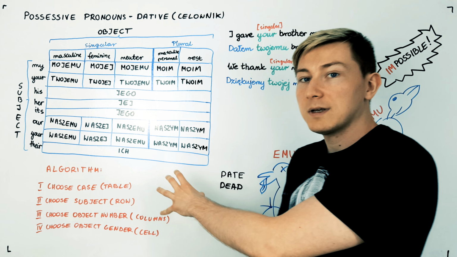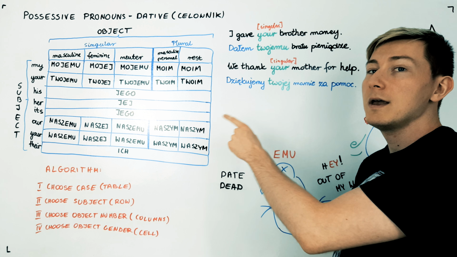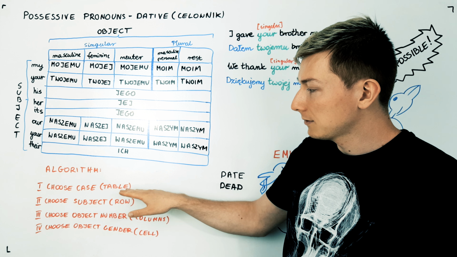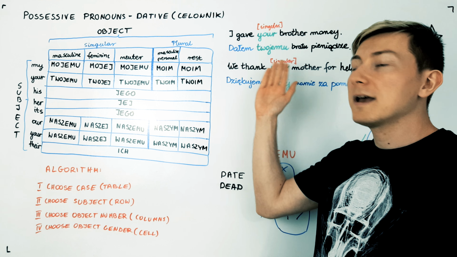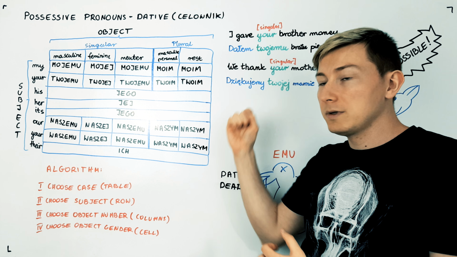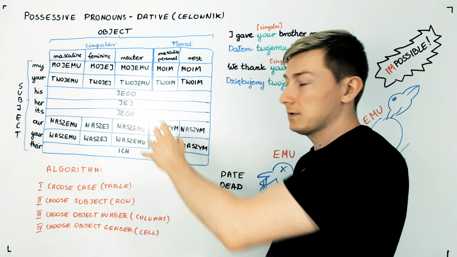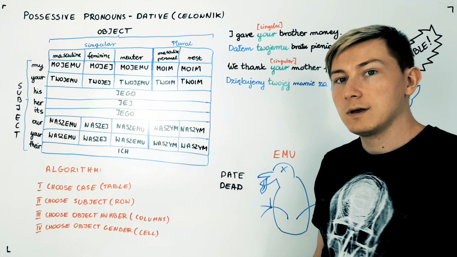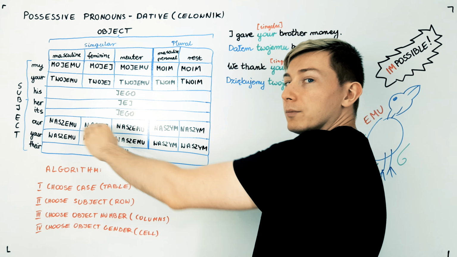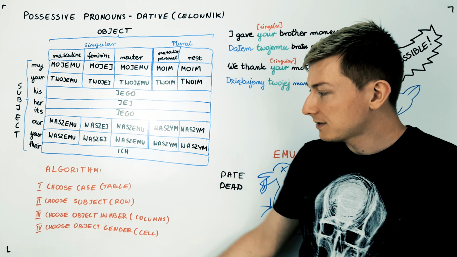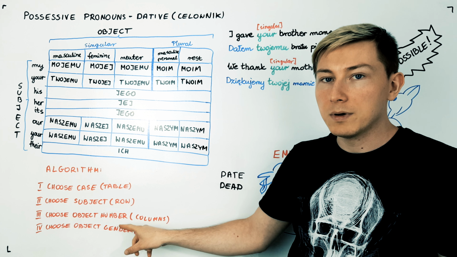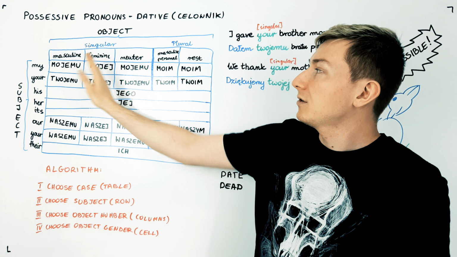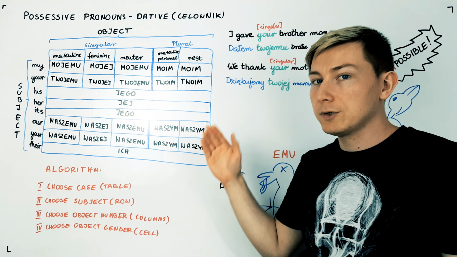This algorithm helps us to choose the correct possessive pronoun in a given context, in a given sentence. So the first step is to choose the case. If we know what case we need in a sentence, then we know which table we should use, okay? The second step is to choose subject. The subject tells us which row of the table we should use. The third step is to choose object number, singular or plural. The object number tells us which part of the table, which columns we should use.